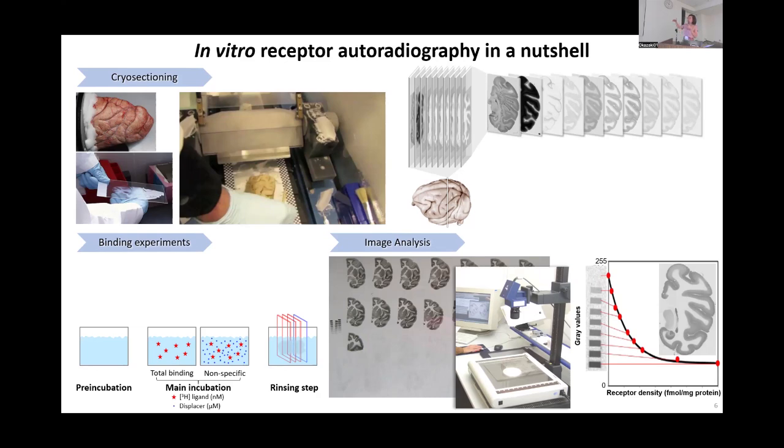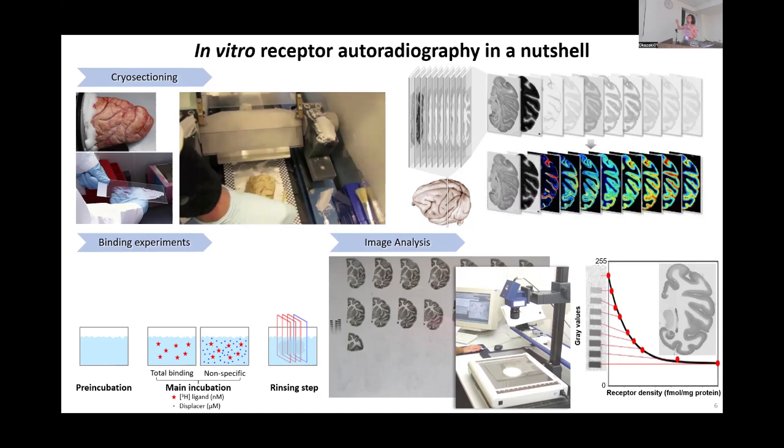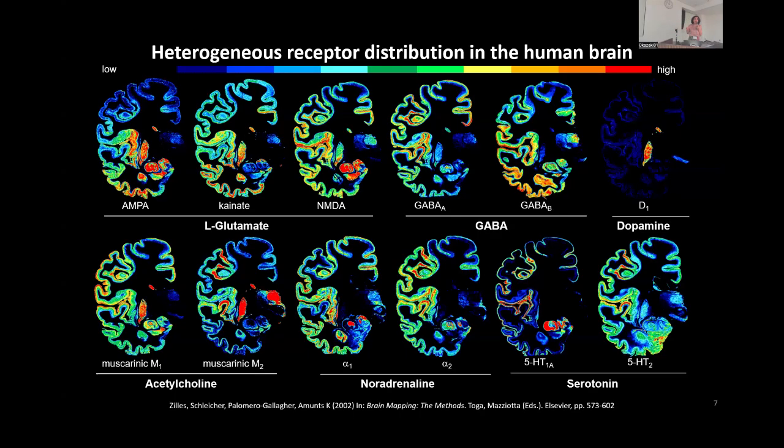And just to make visualization of differences in receptor densities easier to see, we do a pseudo color coding, okay? And this is how we get the images. And this slide, yes? No, that normalization is done, yes, across the section, yep.